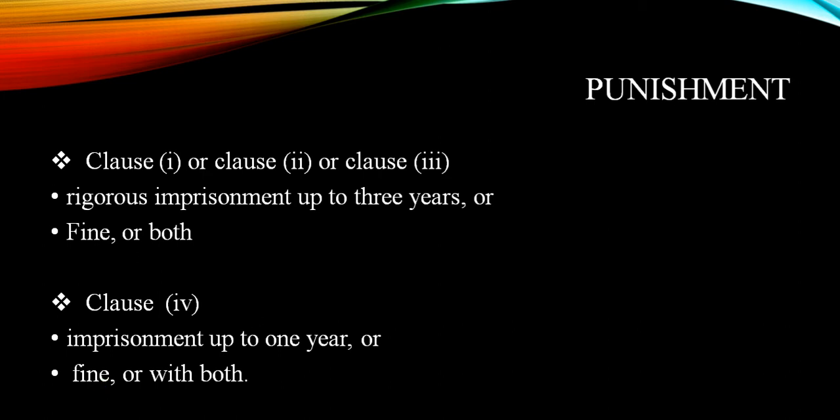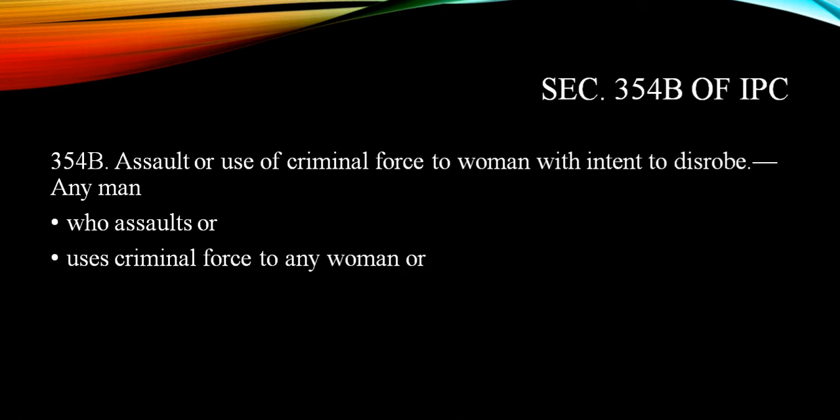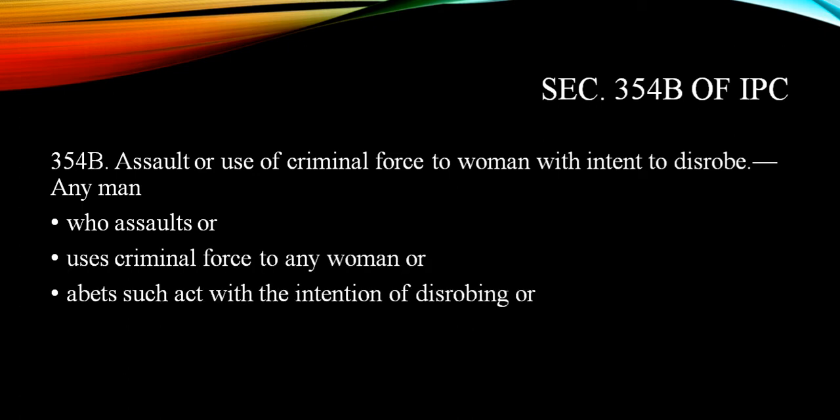Okay, let's move on to the next offense, which has been defined under section 354B of the Indian Penal Code. Let's quickly read the section. It says, assault or use of criminal force to woman with intent to disrobe. Now, any man who assaults or uses criminal force to any woman or abets such an act with the intention of disrobing or compelling her to be naked. Now, this section is all about disrobing a woman or, of course, trying to make her be naked.